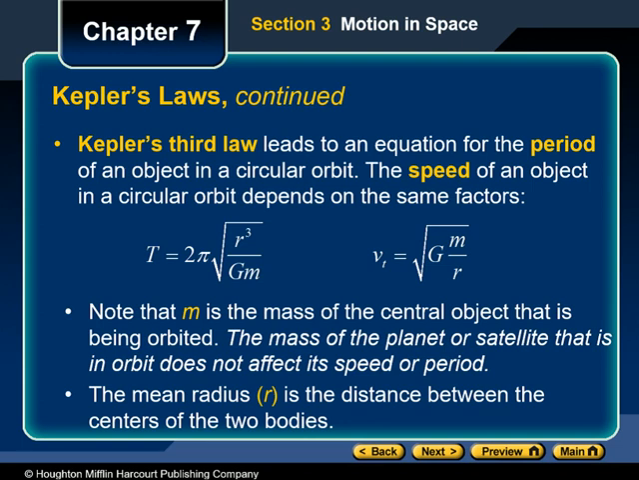Note that m in both equations is the mass of the central object that is being orbited. The mass of the planet or satellite that is in orbit does not affect its speed or period. The mean radius, r, is the distance between the centers of the two bodies. For an artificial satellite orbiting Earth, r is equal to Earth's mean radius plus the satellite's distance from Earth's surface, or its altitude.